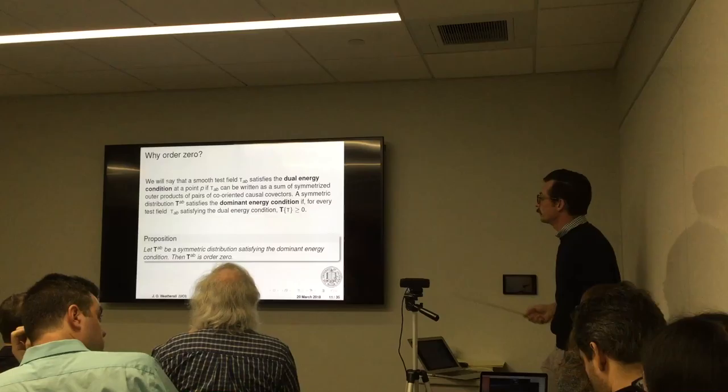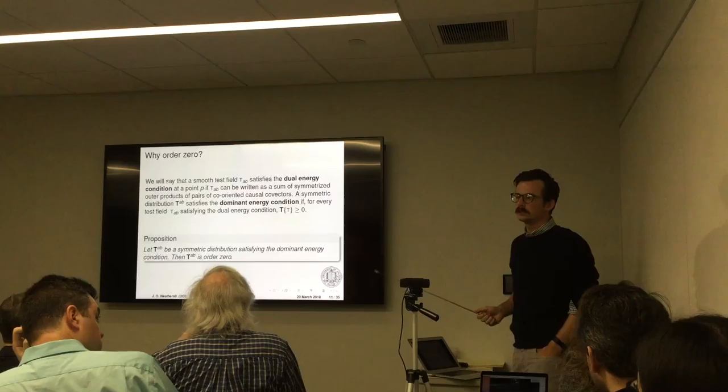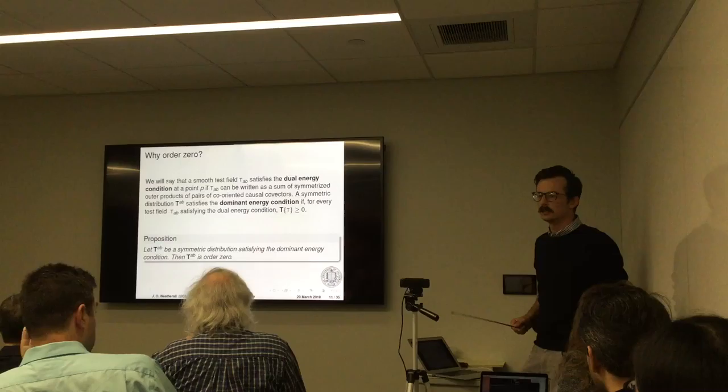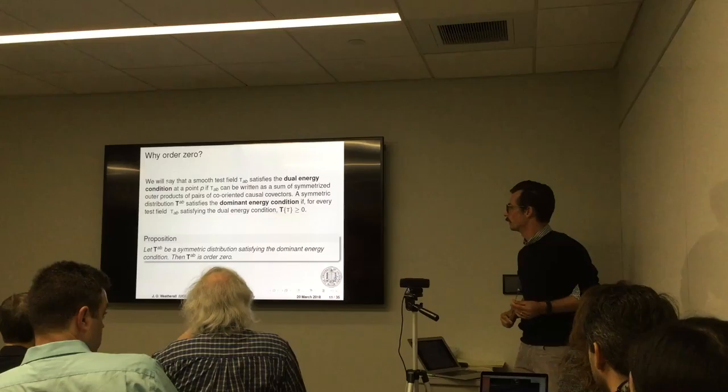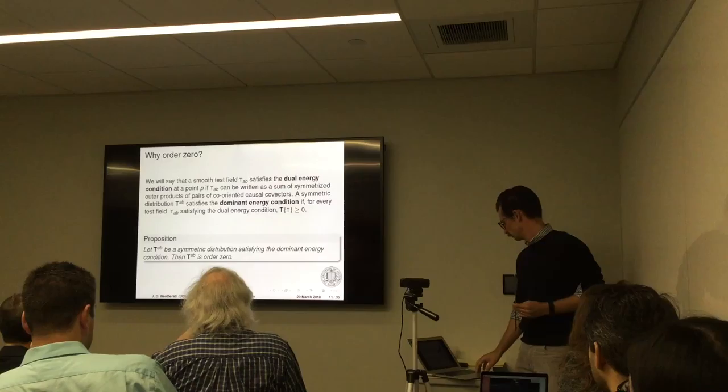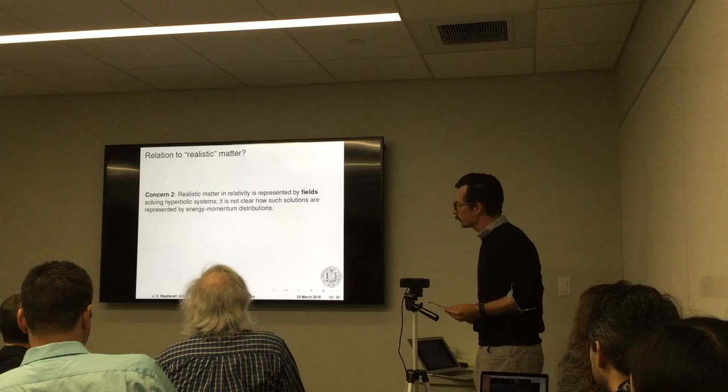Okay, and then you get this nice little proposition. If T satisfies the dominant energy condition, then it's order zero. So one way of understanding what order zero is doing here is it's basically restricting attention to certain positive energy matter. One curious thing then, given the remarks I made about spin curvature coupling, is that it seems to turn out that in the distributional limit, spin is incompatible with the dominant energy condition. That concern can be addressed, but here are two other concerns that I think are harder to address.